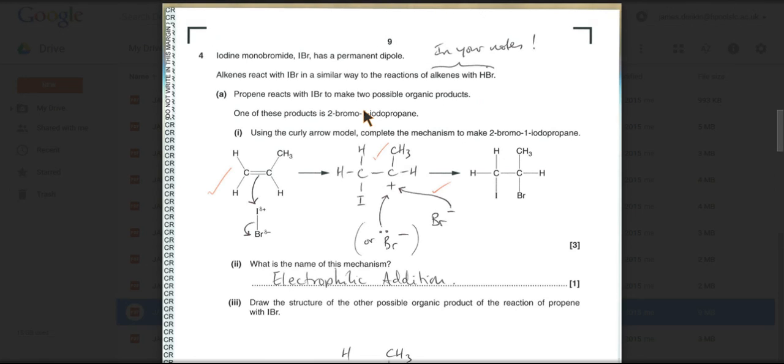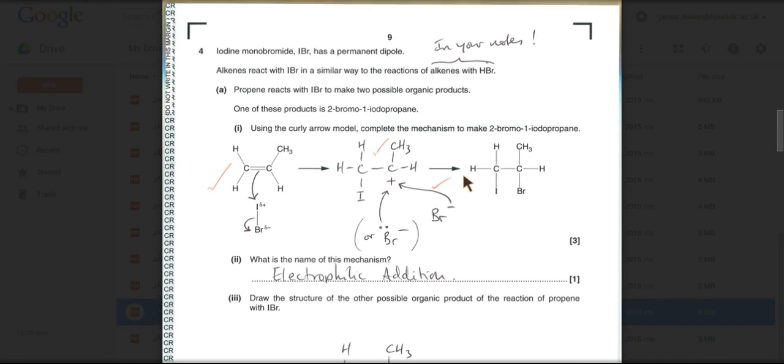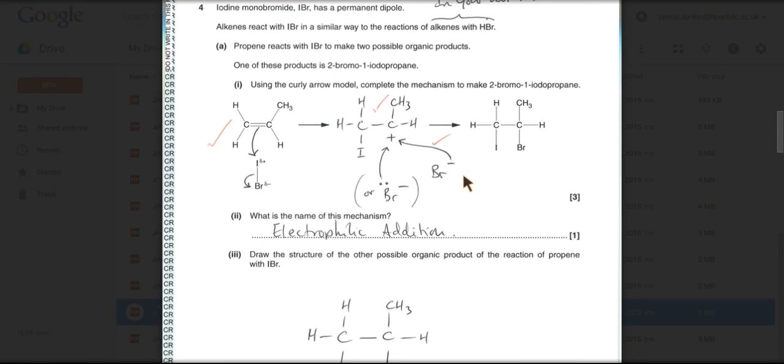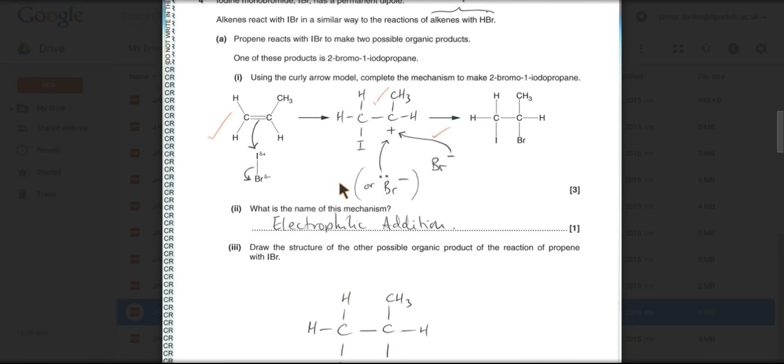And we're told that one of the products is 2-bromo-1-iodopropane. We're given that there, and we've got to suggest the mechanism for that reaction. So we've got the first part of the mechanism, we've got our IBr, they've already polarized it for us. So we have a curly arrow from the middle of that double bond to this slightly positive iodine, and that will obviously repel the electron pair in the IBr bond onto the Br.